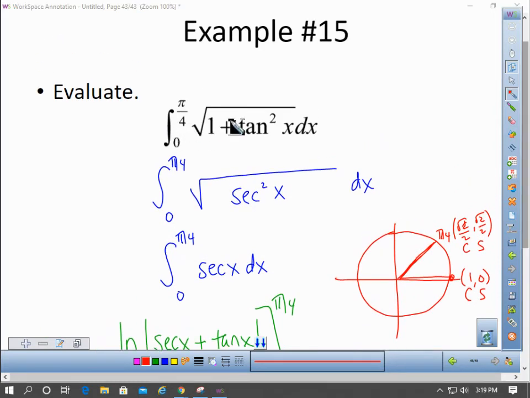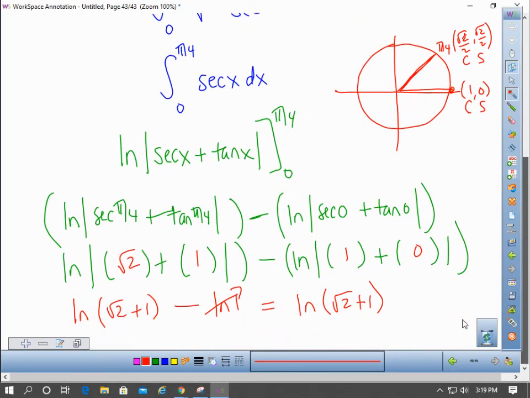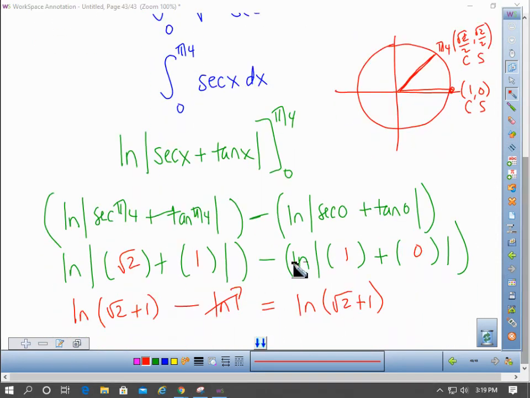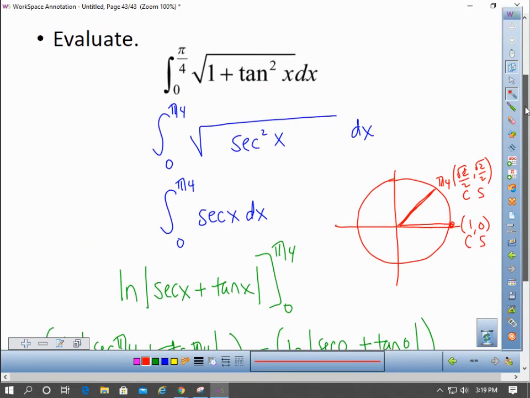And if you math 9 this, then you could also type the natural log of this quantity in your calculator and you get the same answer. All right? So that is the area underneath this function, square root of 1 plus tangent squared, on the interval from 0 to pi over 4. The area between that function and the x-axis is the natural log of square root of 2 plus 1, whatever that value is. Okay?